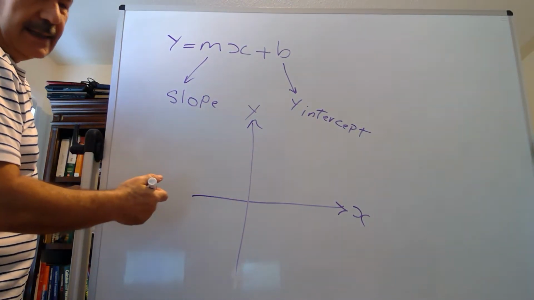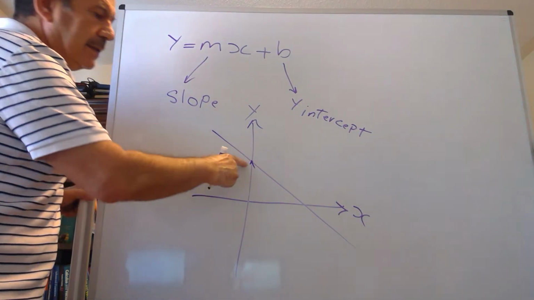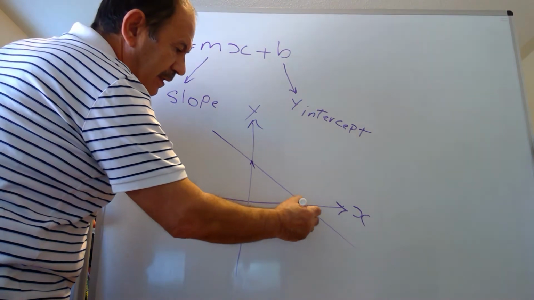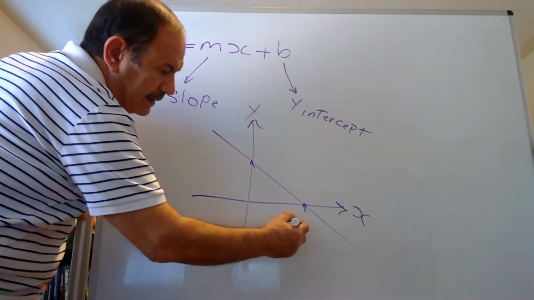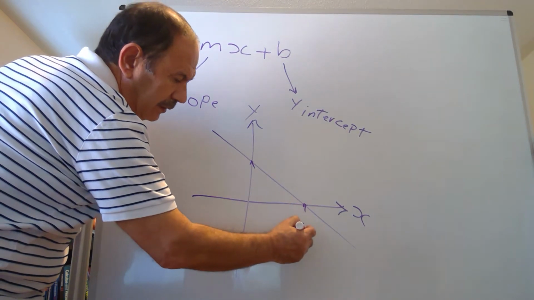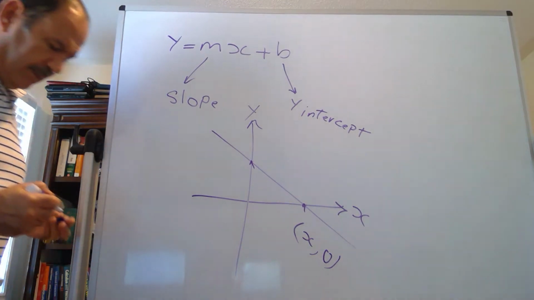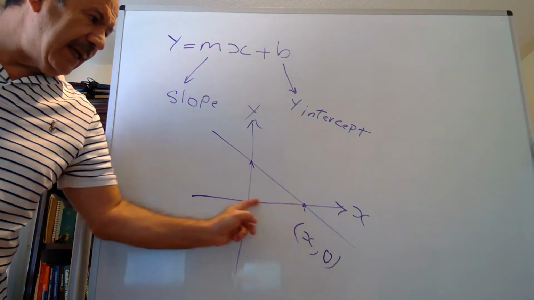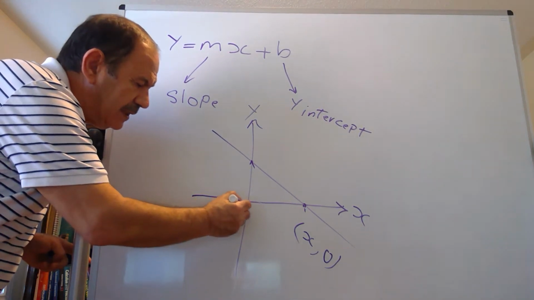This is the Cartesian system. Any point where the line crosses the y-axis, we call the y-intercept. Any point that crosses the x-axis, we call the x-intercept. At the x-intercept, x has a value and y is 0. If you look at the coordinates of this point, it has a value for x, but the y value is 0 because this point is on the x-axis.